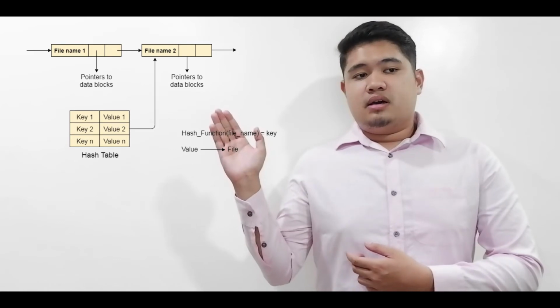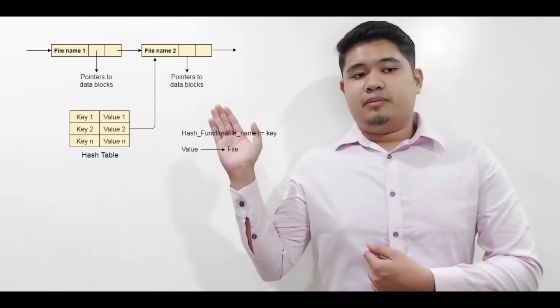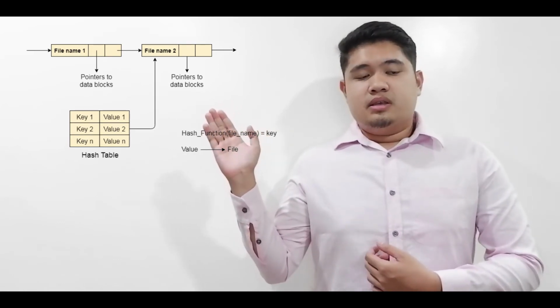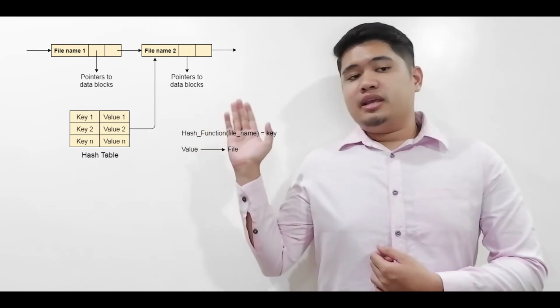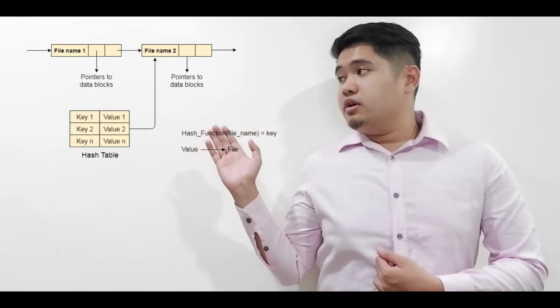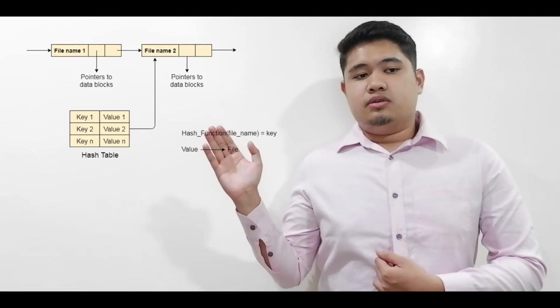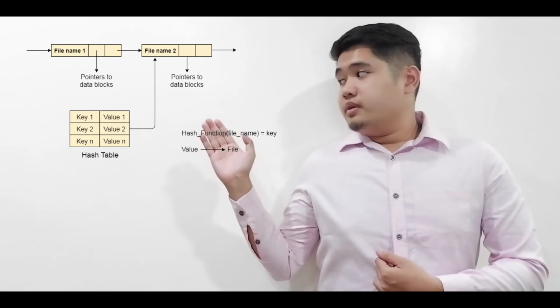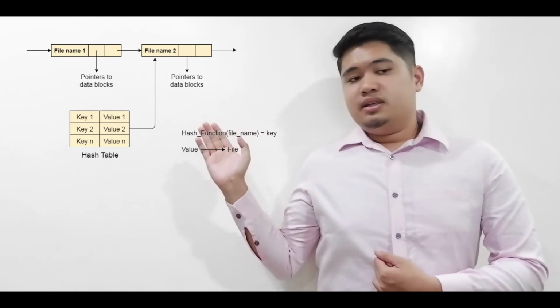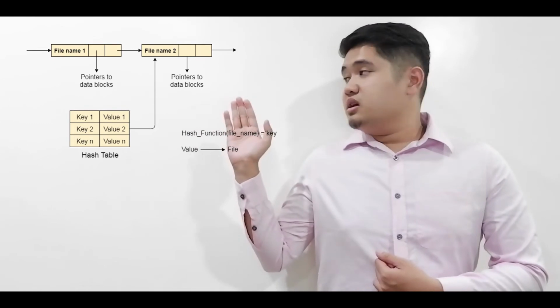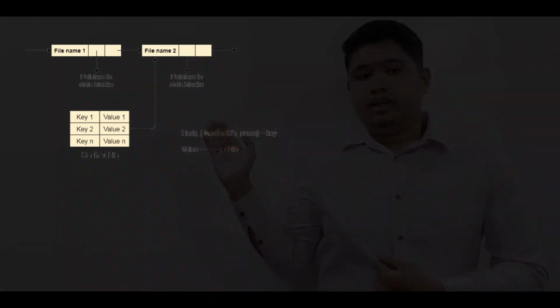So we have here the table of the linear list. Then there is the file name and the pointers to data blocks. Under the table of the linear list, there's the table of the hash. There will be a key 1, key 2, and key 3, and besides that is the value 1, value 2, and value 3.